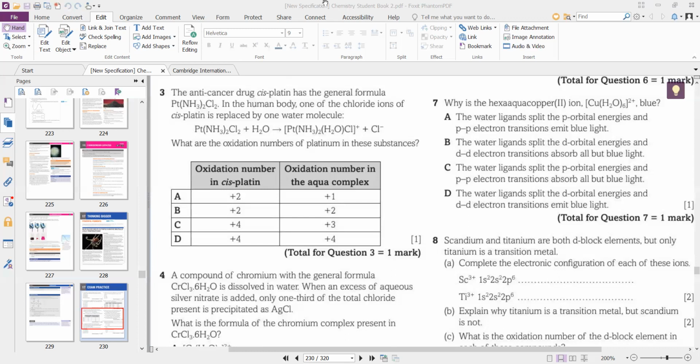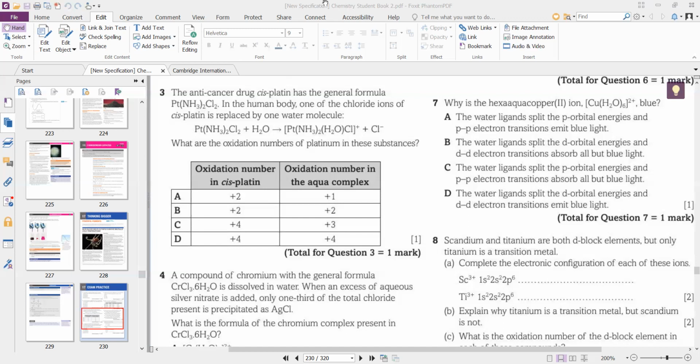Right then. The anti-cancer drug cisplatin, the formula is this. What is the oxidation number of platinum in these substances? Platinum oxidation number. Ammonia has no charge. Chlorine has a minus 1 charge. Therefore, platinum in cisplatin is plus 2. Then the aqua complex also plus 2, because one Cl is there. So plus 2 and minus 1 is plus 1. So the answer is B.